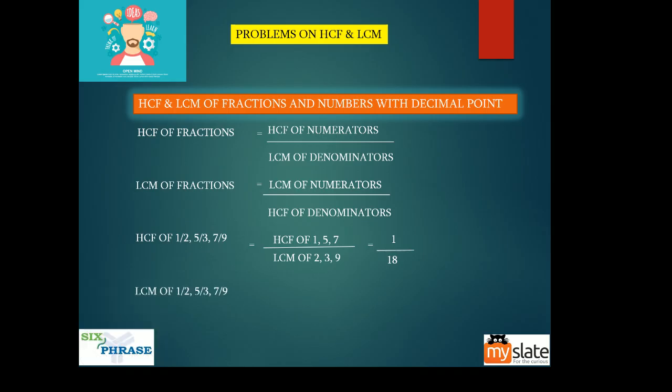LCM of the same numbers. Let us try to find the LCM of the same numbers. So the numerators are 1, 5, 7. So LCM of 1, 5, 7 divided by HCF of 2, 3, 9. LCM of 1, 5, 7 is 35. HCF of 2, 3, 9 is 1.